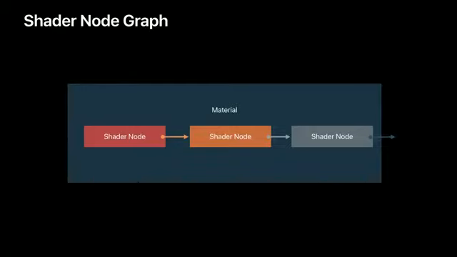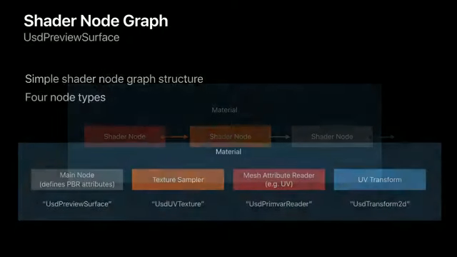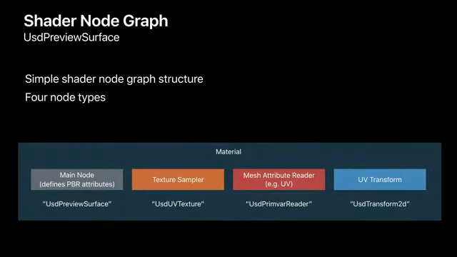USD uses a shader node graph that has separate shader nodes that are connected to each other. USD Preview Surface has a very simple shader node graph structure with only 4 node types. The main shader node that defines all the PBR attributes, we've seen 5 of them before. A texture sampler that tells you which texture to use. A mesh attribute reader, for example, for the texture coordinates. And a UV transform node that allows you to scale or rotate your texture coordinates.